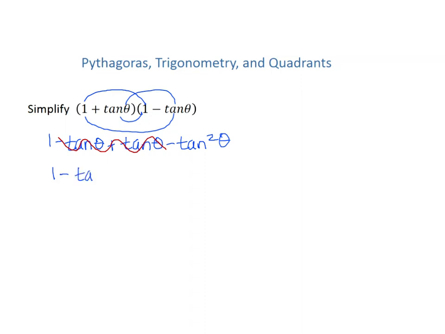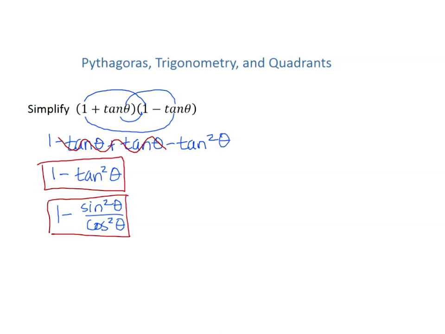So I get 1 minus tan squared theta. And that's all I can do. Again, we know that tangent is equal to sine over cosine. So if I wanted to, I could rewrite this as 1 minus sine squared theta over cosine squared theta. But again, we've got the same situation as we saw in the last problem, that this is a perfectly acceptable, completely simplified answer, as is this.